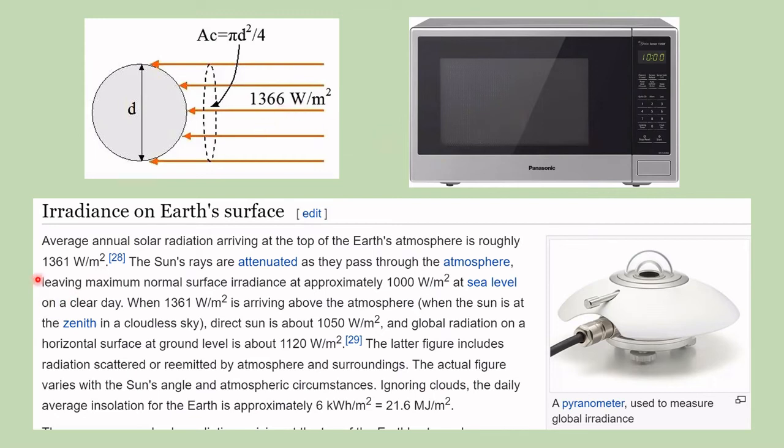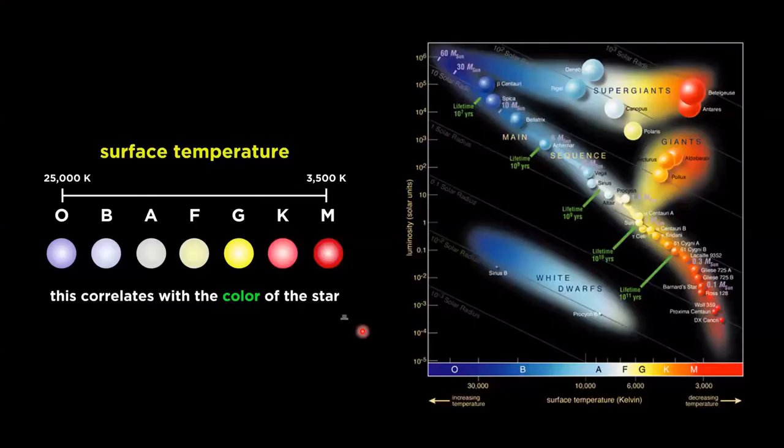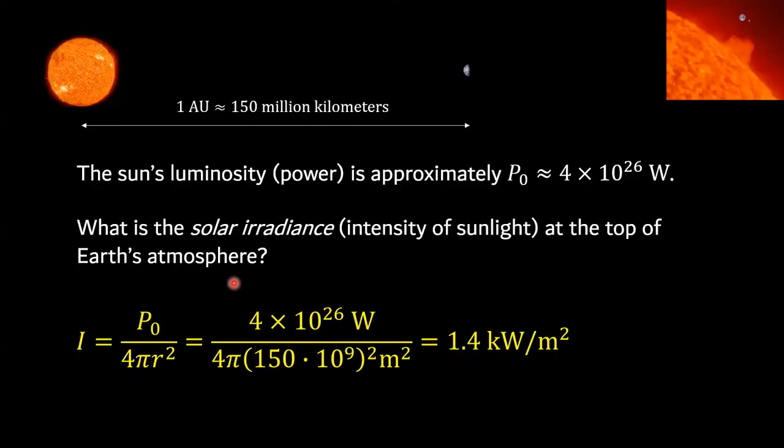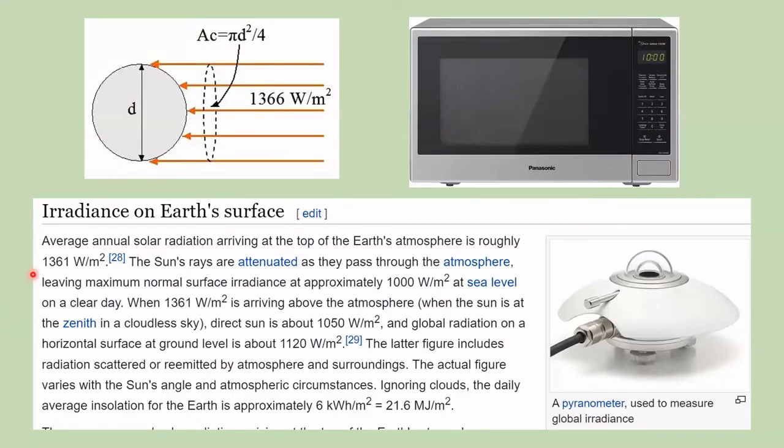More precisely, it's 1361. Again, that's above the atmosphere. And I'll let you read this if you're interested. But I was showing you this so that you know that this calculation was legitimate. We got 1.4 kilowatts, and that's pretty darn close to the Wikipedia value. And Wikipedia would never lie to you.